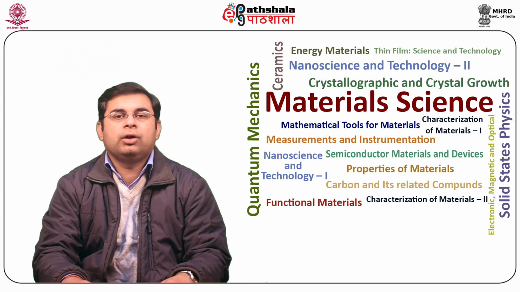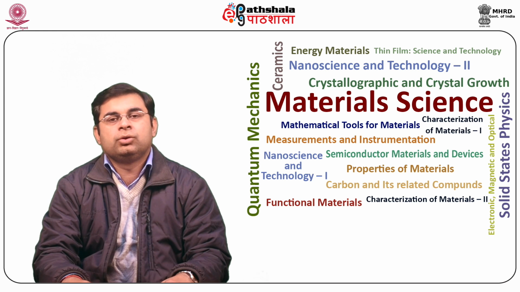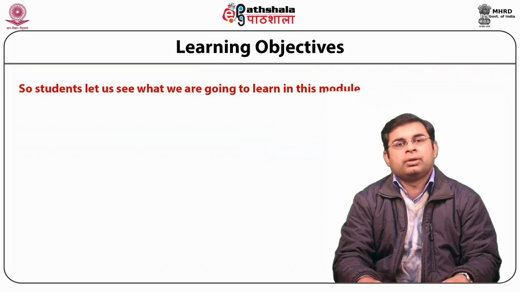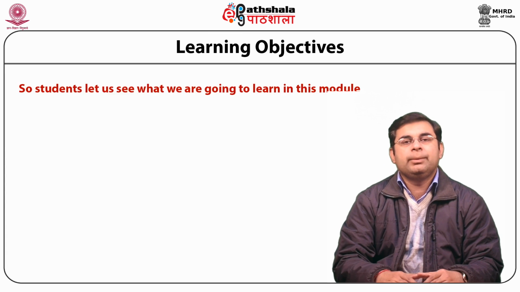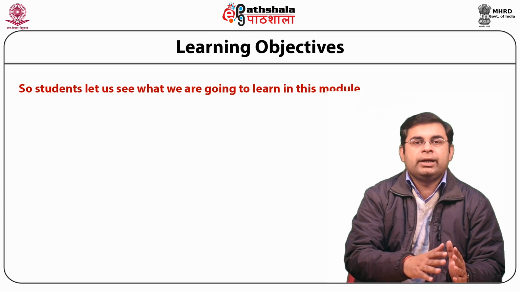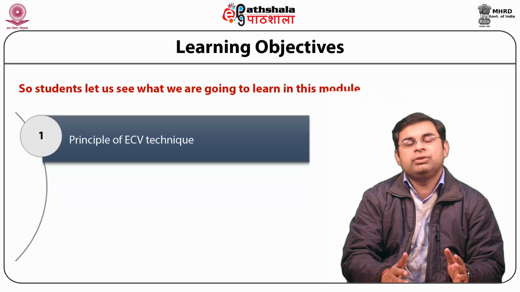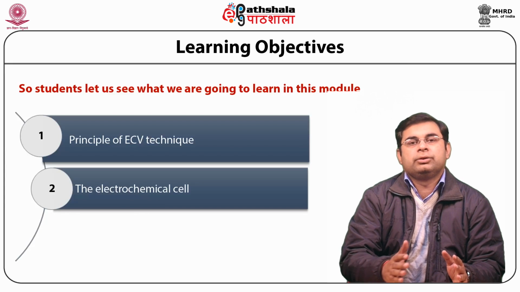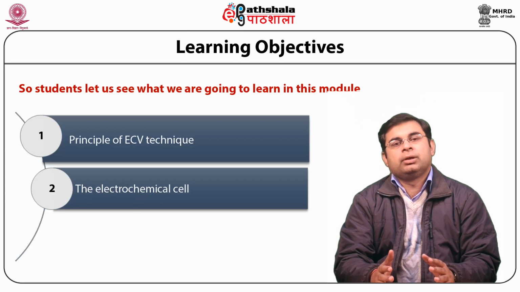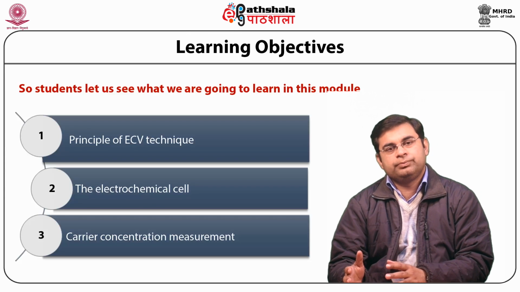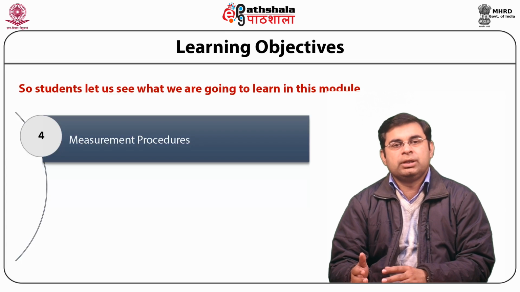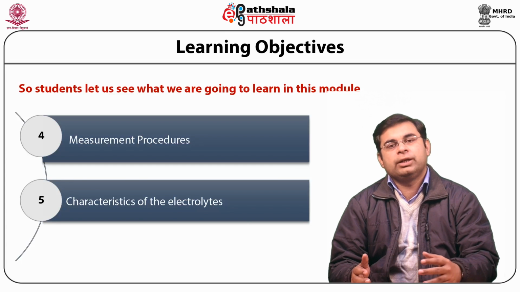Today we are going to talk on the module Electrochemical Capacitance Voltage Technique under the paper Characterization of Materials 1. After completing this module, the students will be able to understand the principles of the ECV technique, the electrochemical cell, the carrier concentration measurements, measurement procedures, and characteristics of electrolytes.